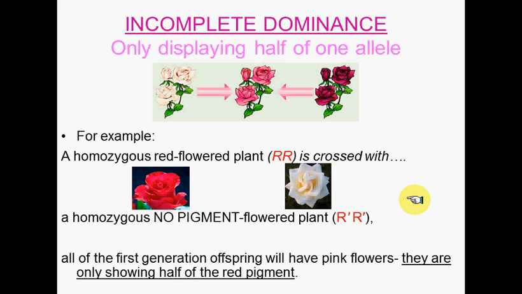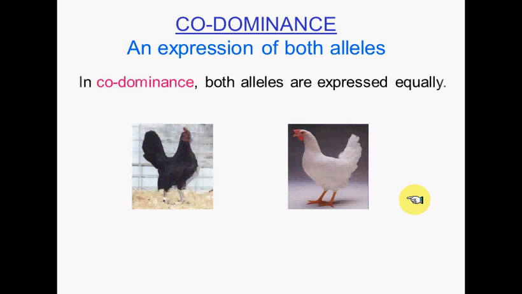Codominance is an expression of both alleles. So in codominance, both alleles are expressed equally. On the left, you have a black chicken, and on the right, you have a white chicken. And when they mate, instead of having black or white or gray, they actually have black feathers and white feathers.